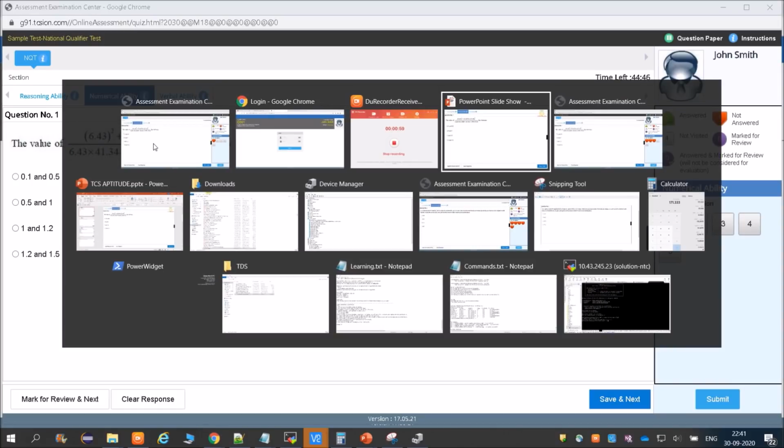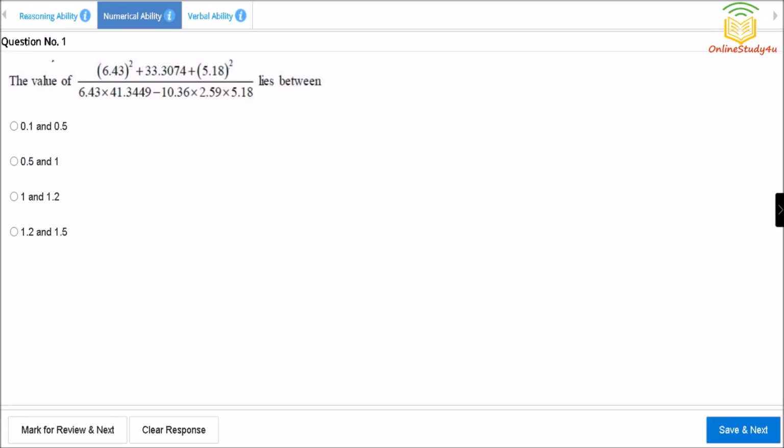Let us start with question number 1. If you see question number 1, the value of the given numbers lies between option A, option B, option C and option D. You have to select and then click on save and next. When you look at this question, definitely you will feel it is very tough. But all these kinds of questions will be given only in the form of formulas. Otherwise, even if you use a calculator, it will take almost 1 to 2 minutes to solve this particular question.